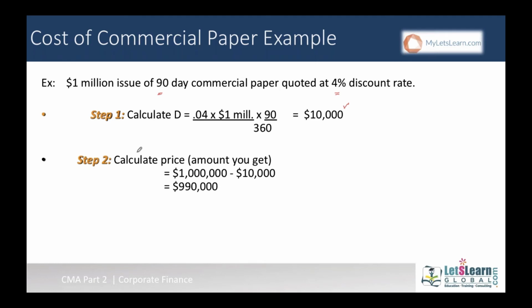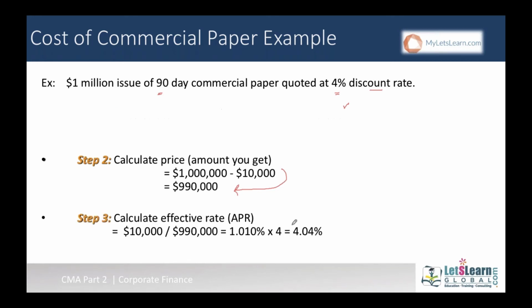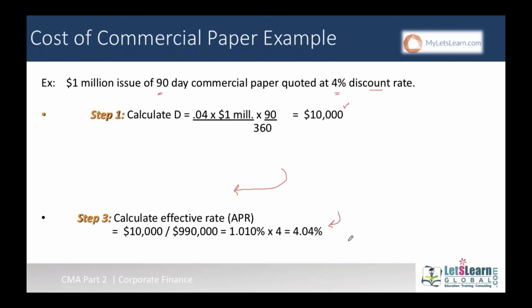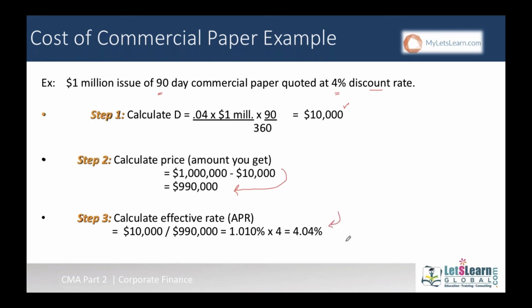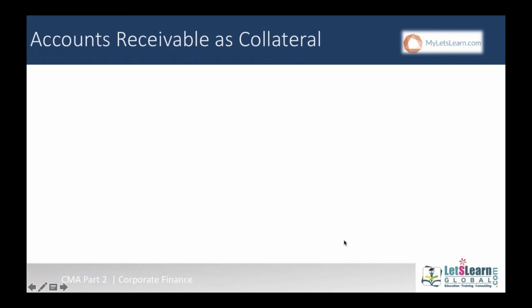Step 2, calculate the total amount received, 990,000. Upfront, this interest is deducted because it is a discounted one. Now calculate the effective rate of interest: 10,000 divided by 990,000. So the rate of interest cost of the loan is 4.04%.